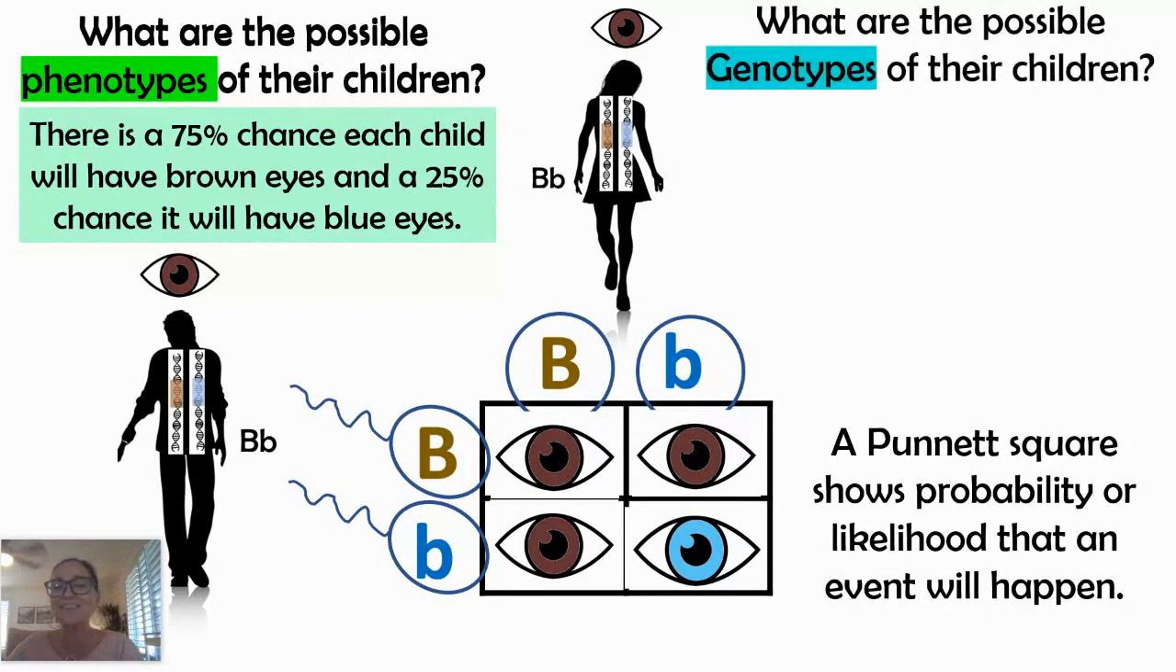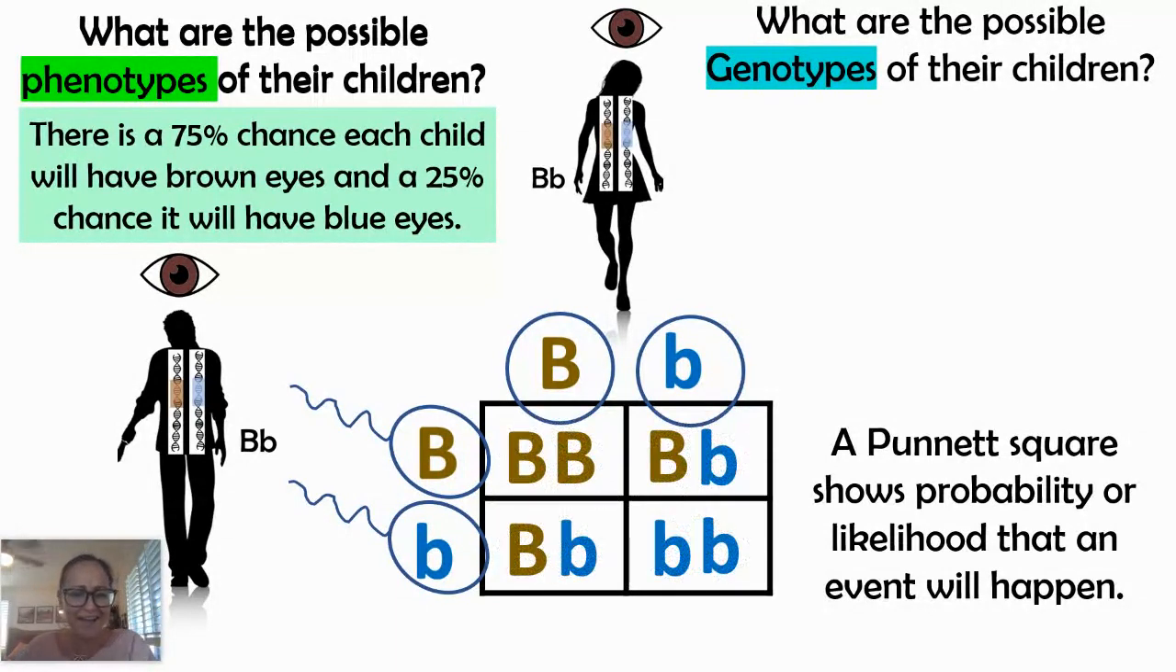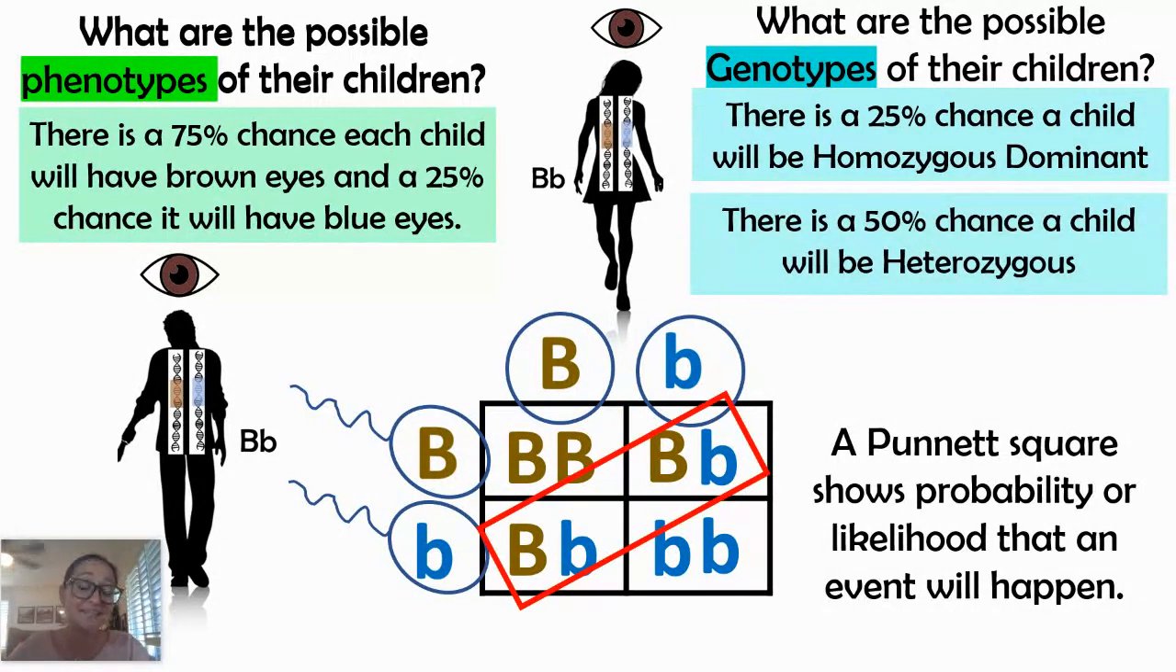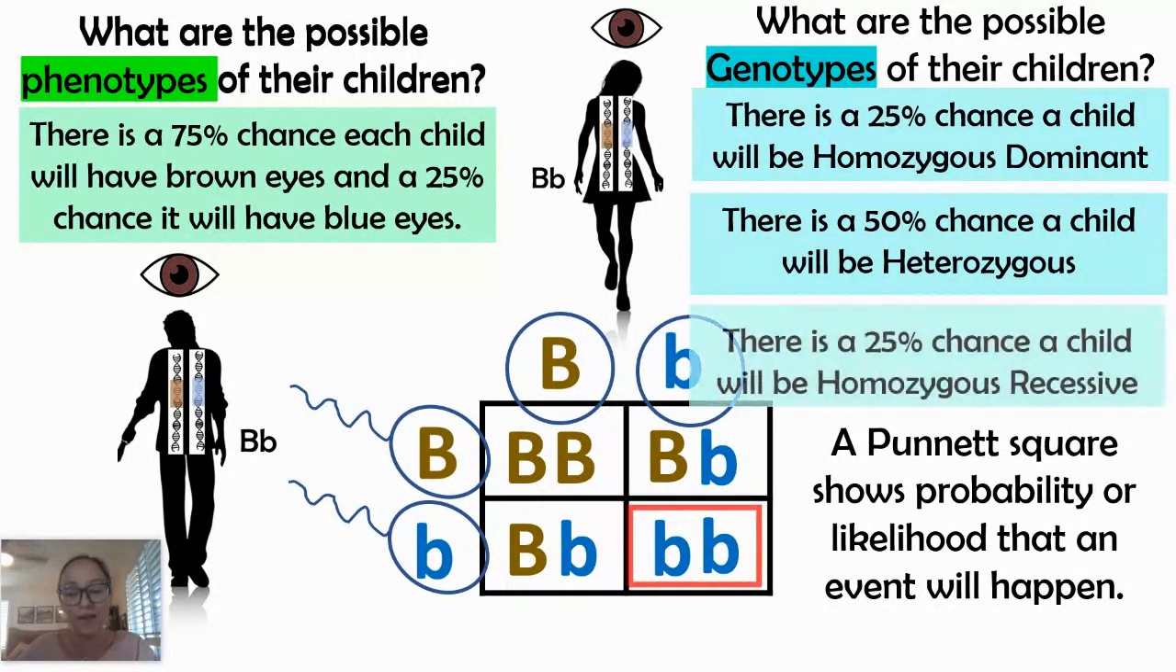Okay, so now let's go ahead and see what the possible genotypes of their children are. All right. So in the first one here, there's a 25% chance they'll have a homozygous dominant offspring. There's a 50% chance they'll have a heterozygote offspring. And there's a 25% chance they'll have a homozygous recessive offspring.